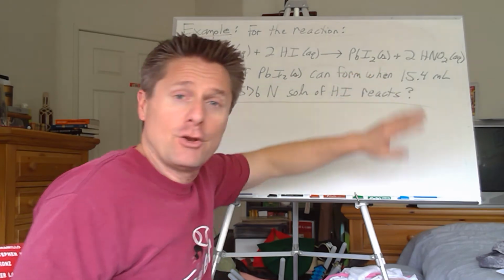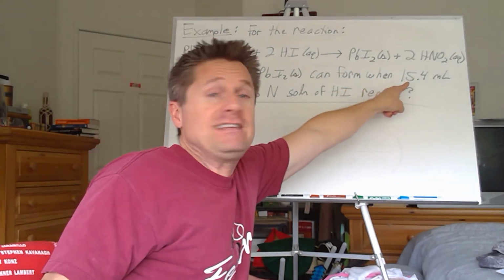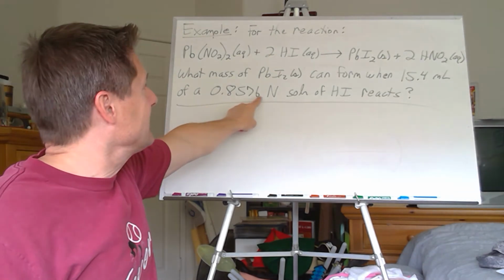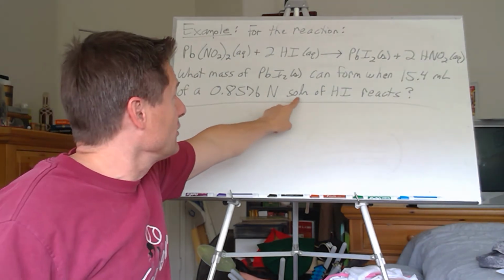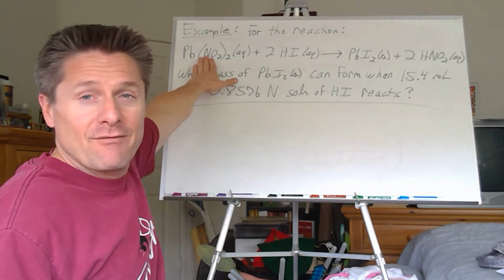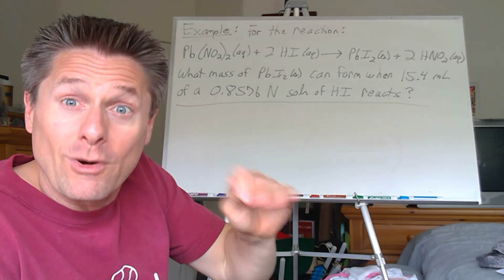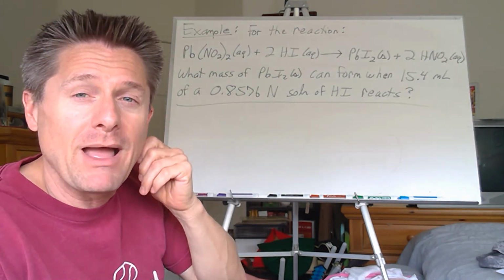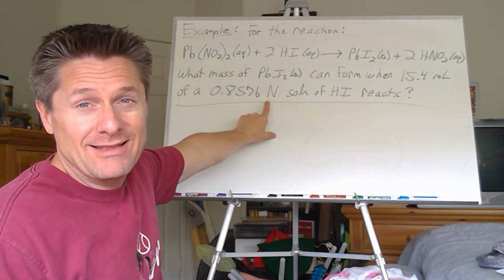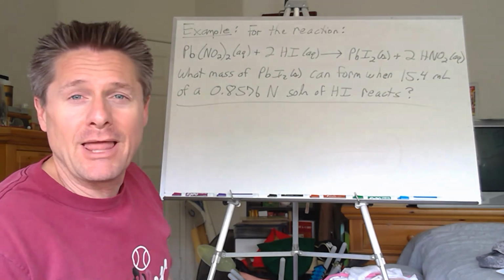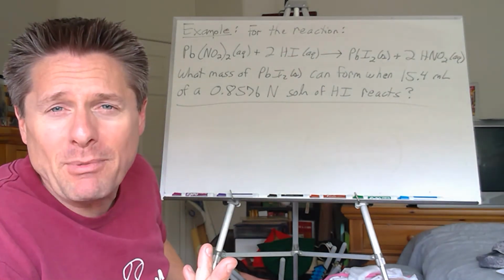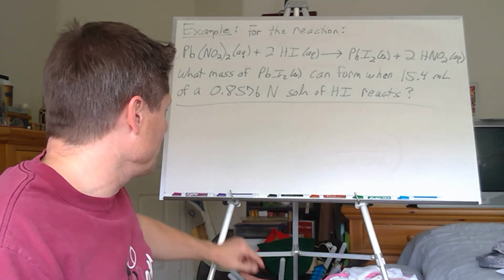What mass of that solid or precipitate can form when 15.4 milliliters of a 0.8576 normal solution of hydroiodic acid reacts. So we're making the assumption that we have excess lead-2 nitrate solution, or exactly the right stoichiometrical amount, but it's probably going to be excess in the real world. And that's not molarity, my friends. That's the dreaded capital N. No, not normality. It's just one extra step, guys. That's it. Should be pretty straightforward.